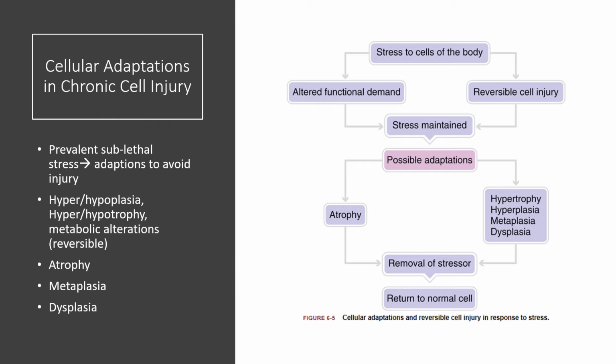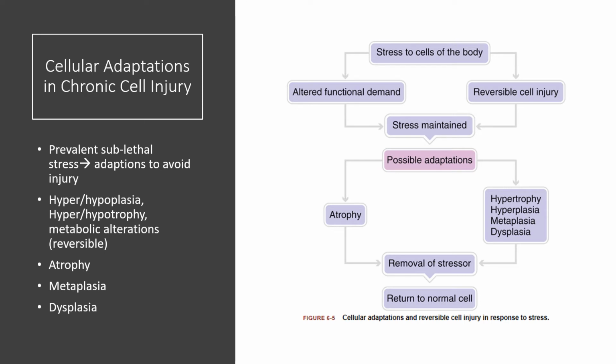And then what's dysplasia? Dysplasia is an increase in the cell numbers that is accompanied by altered cell morphology and loss of histologic organization. So I do want you to know the different definitions. I want you to be able to differentiate between hyperplasia, hypertrophy, metaplasia, dysplasia, and atrophy.